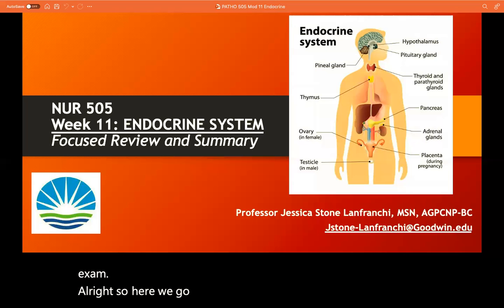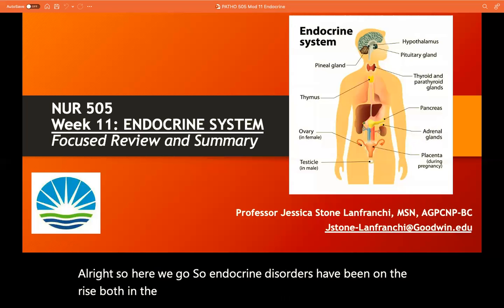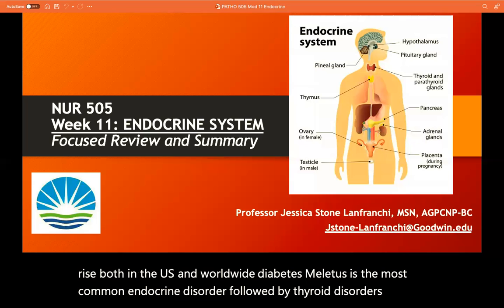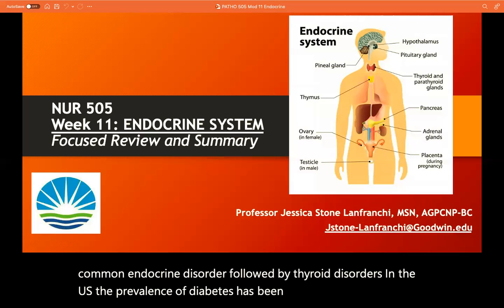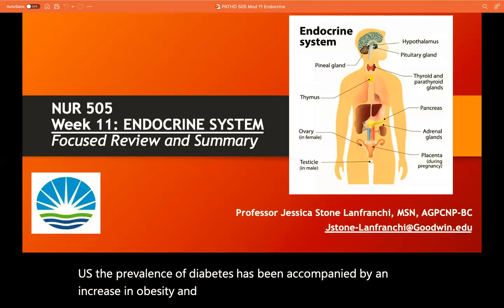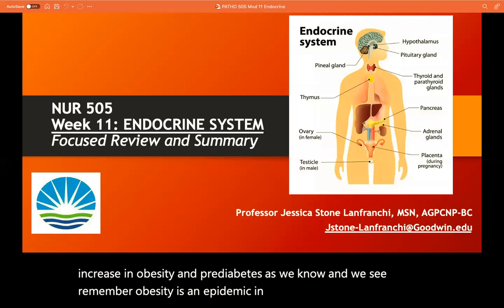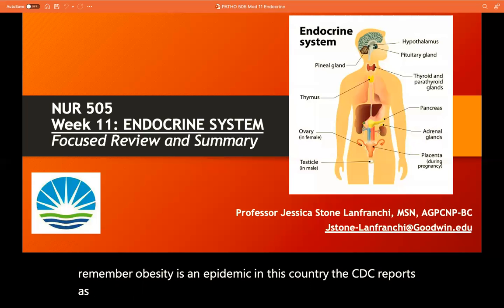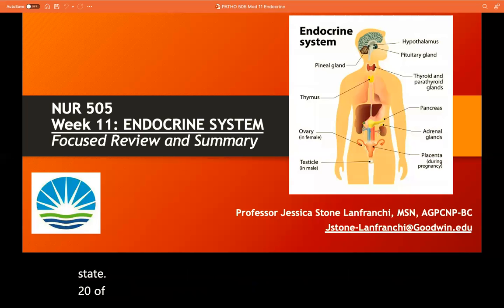So endocrine disorders have been on the rise both in the US and worldwide. Diabetes mellitus is the most common endocrine disorder, followed by thyroid disorders. In the US, the prevalence of diabetes has been accompanied by an increase in obesity and prediabetes, as we know and we see. Remember, obesity is an epidemic in this country. The CDC reports as of last year that 20% of every population of every state in the US is obese. So it's a big deal. It's a big issue.